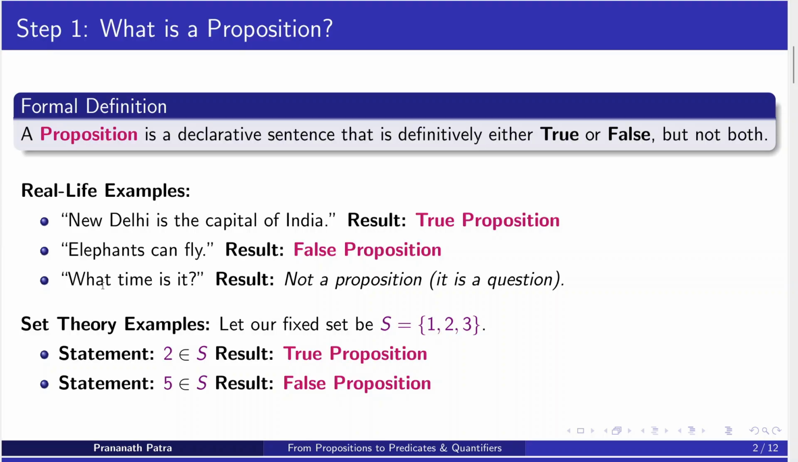But what if I ask, what time is it? This is not a proposition at all because it is a question. It doesn't have a true or false value. We can also look at set theory examples. Let our fixed set S contain the numbers 1, 2, and 3. The statement 2 is an element of S is a true proposition. However, the statement 5 is an element of S is a false proposition, since 5 is not in our set.